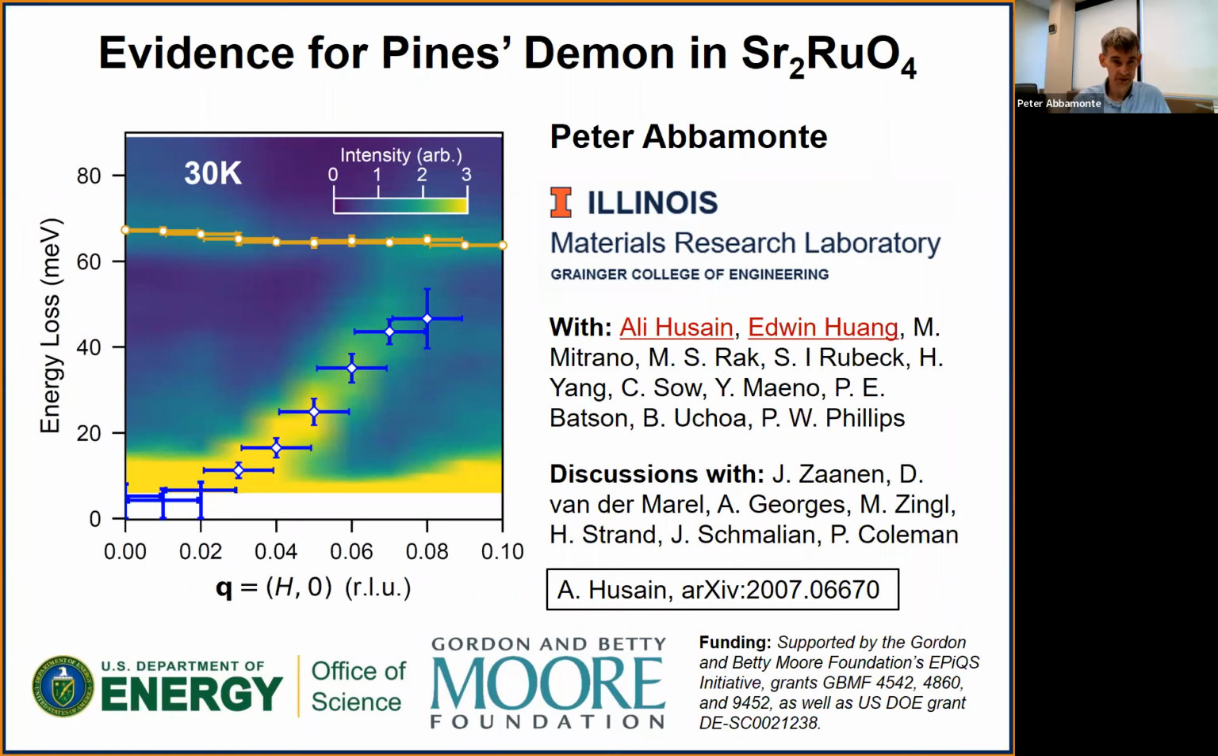So we've discovered a new collective excitation in this material. It's a thing that was predicted by David Pines in 1956. He called it a demon. I don't know if that's the right pronunciation. I'll show you the slide from his paper where he names this thing, and we can have a debate over the right naming convention.